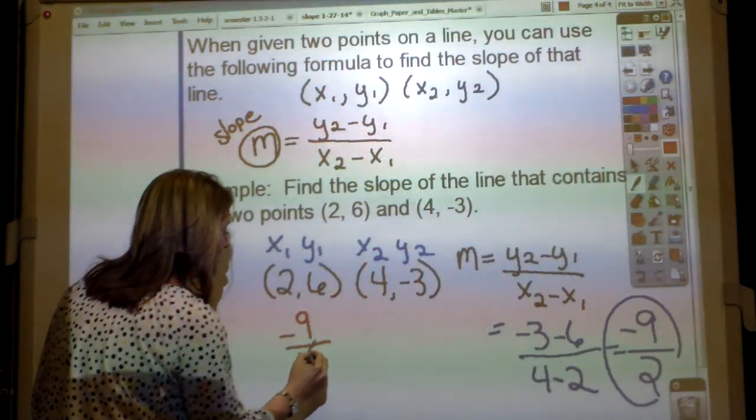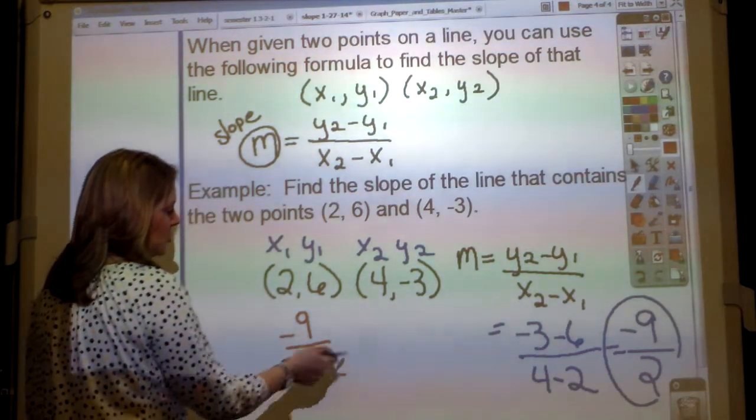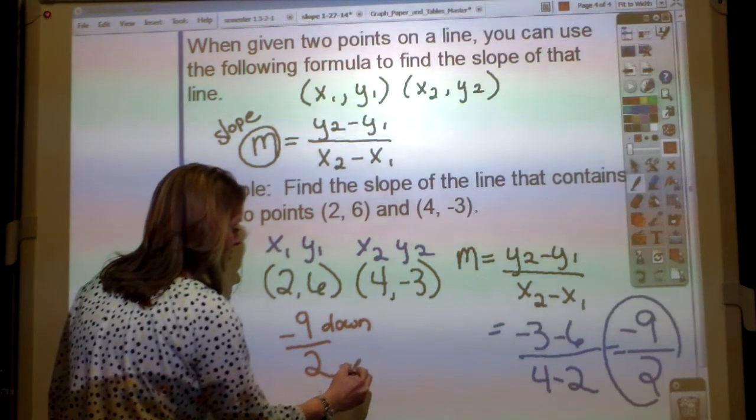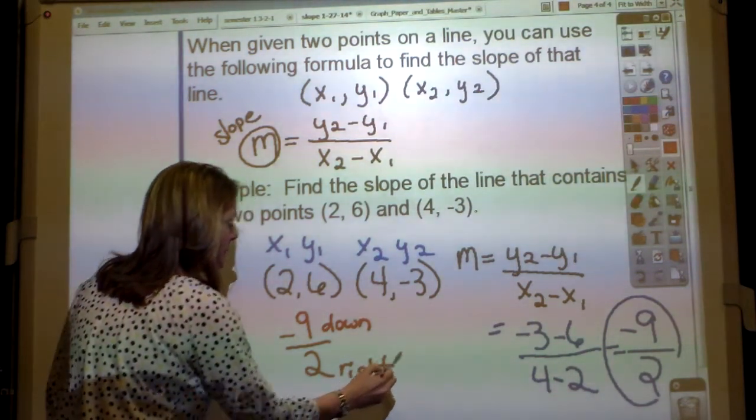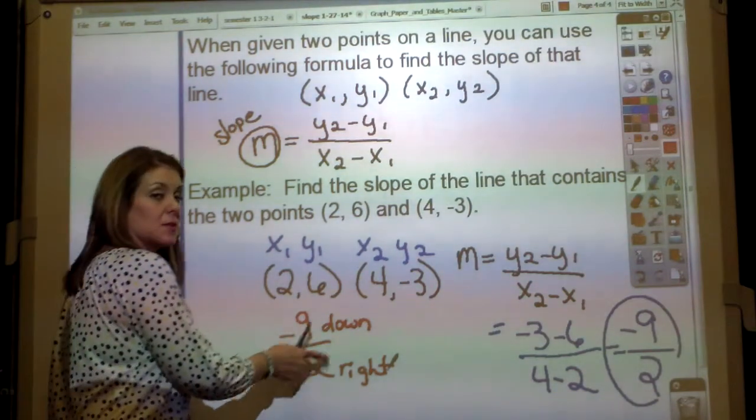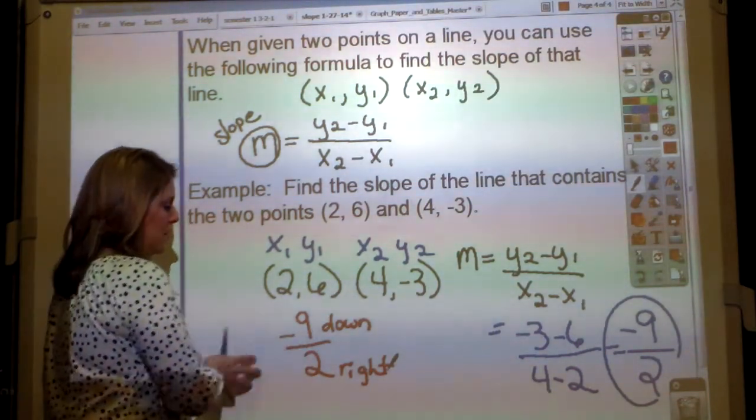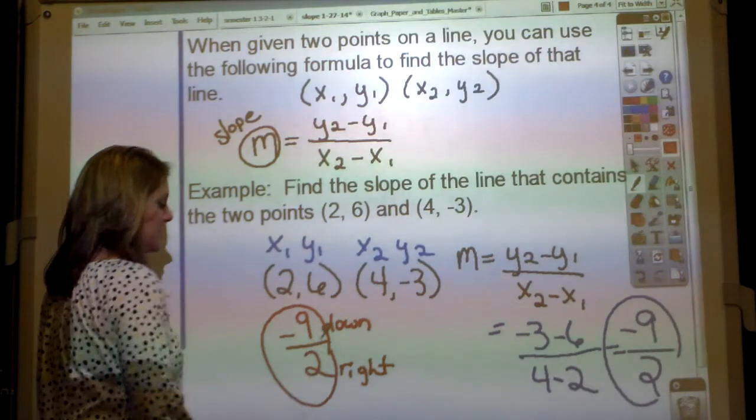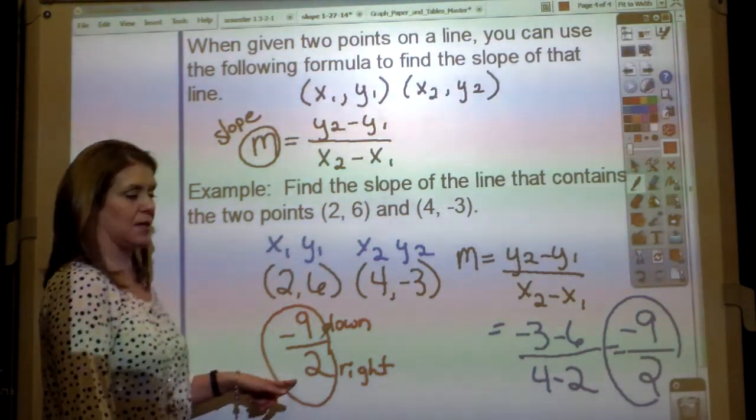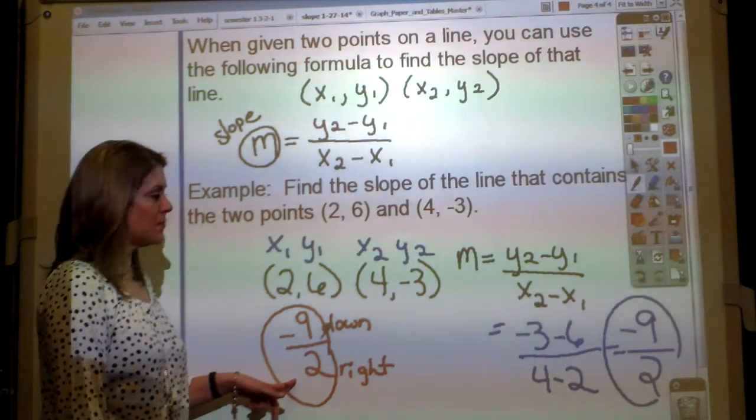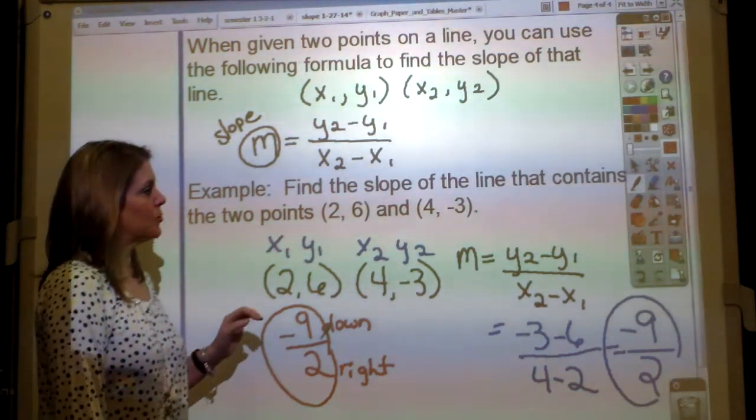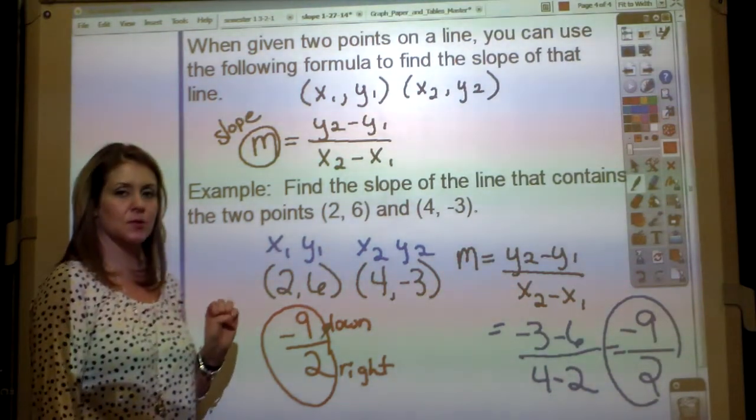So we have a negative slope. What that means is you're going 9 down and 2 to the right. And we'll look at more examples where you can look at this another way. But in the end, our final answer would be negative 9 over 2. You can also write that as negative 4.5. But like I said, we're going to keep these in fraction form for right now. So we're going to do more examples in class so that you understand slope.